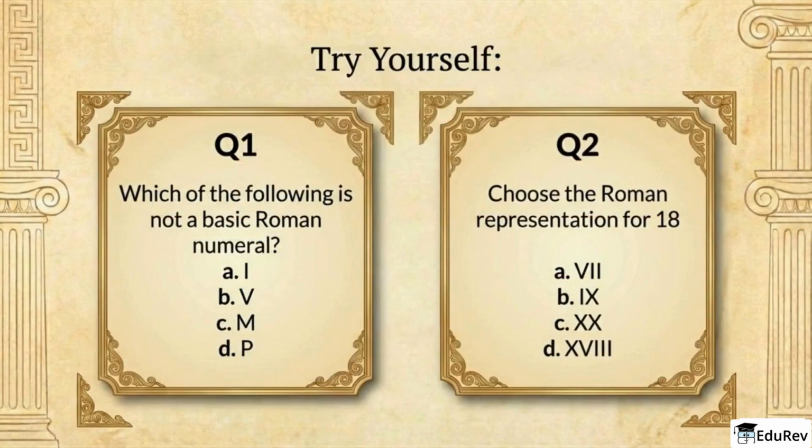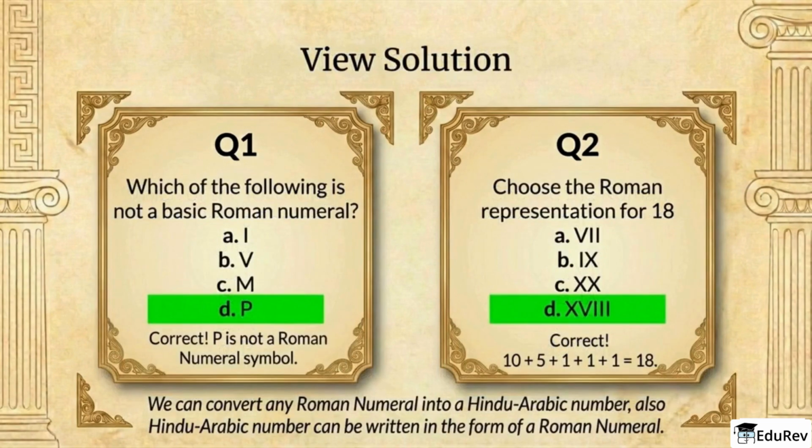Now a short practice. Choose the Roman numeral representation for 18 and identify which option is not one of the basic Roman symbols. Take a moment to think through the rules you've just reviewed and write down your answers before checking. The answers are: 18 is written as XVIII. That's 10 plus 5 plus 1 plus 1 plus 1.